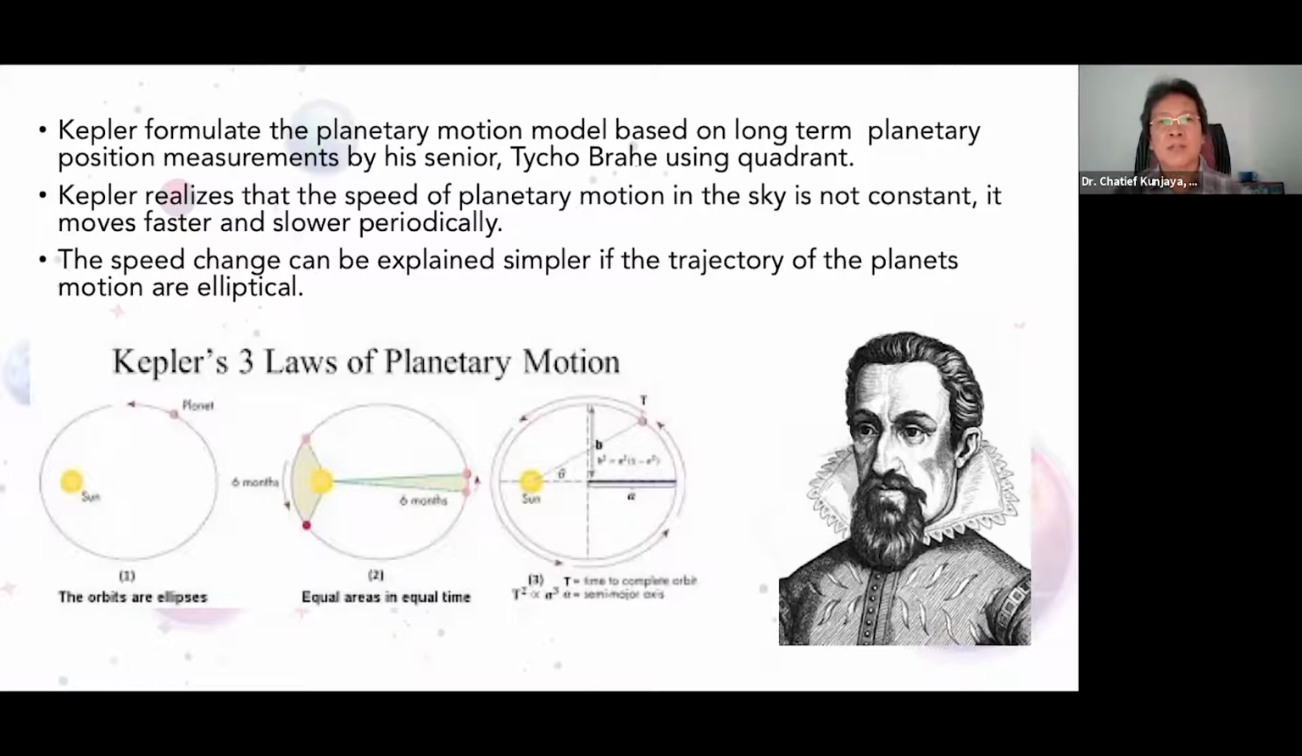Kepler realized that the speed of planetary motion in the sky is not constant, and it moves faster and slower periodically. The speed change can be explained more simply if the trajectory of the motion is elliptical. In the Copernicus model, the trajectory of the planetary motion is a circle, but it cannot explain in a simple way how the planets can move forward and backward. But using the model of Kepler, it can explain how the planets change their speed.